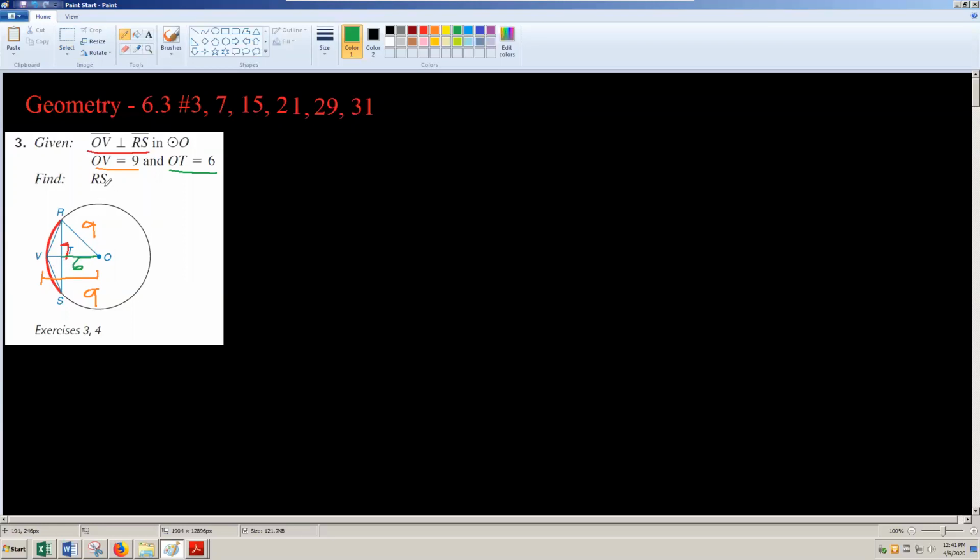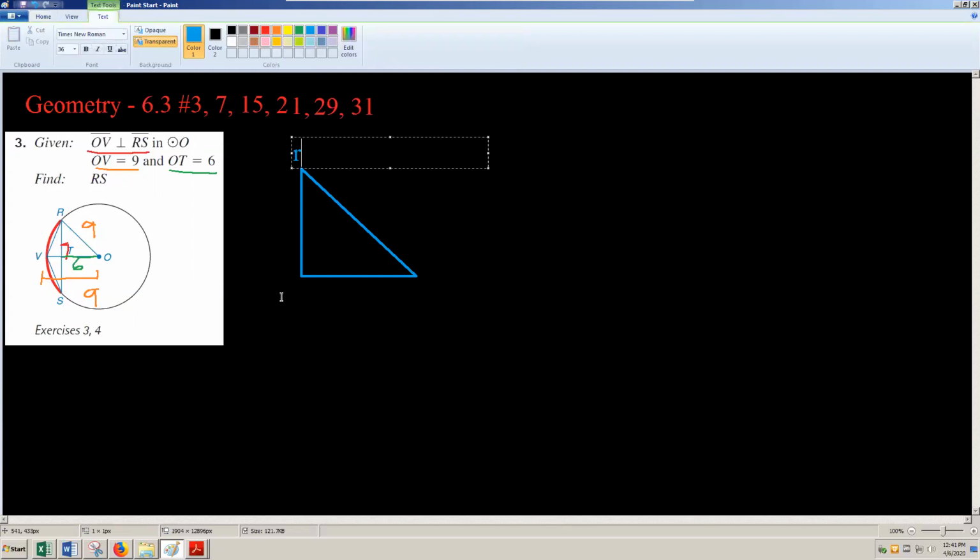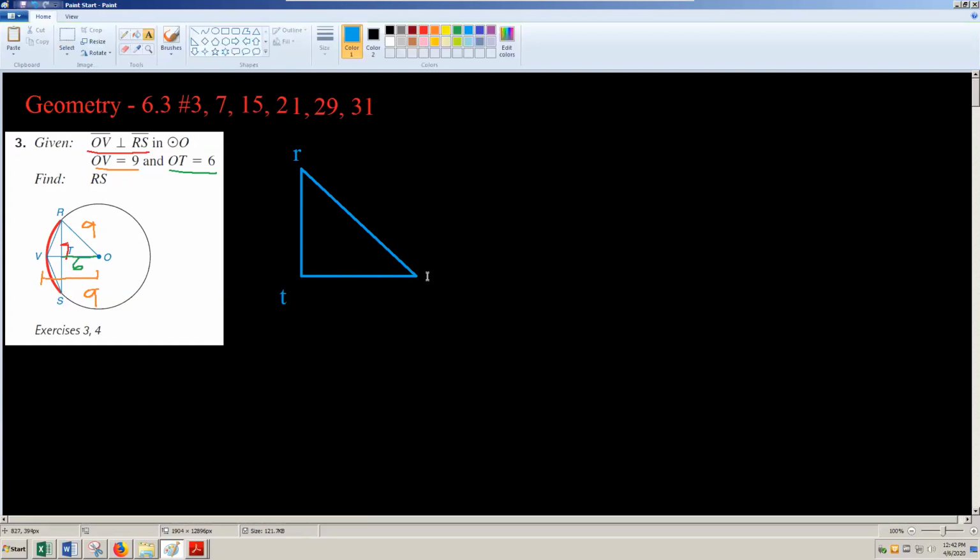When I'm looking at this, I want to find RS. RS is going to be the length of this chord here. And since I know this is perpendicular, I'm basically given a right triangle. The right triangle that I am looking at here has my top point of R, this point here as T, and this point here as the center of my circle O. So I label my right angle there.